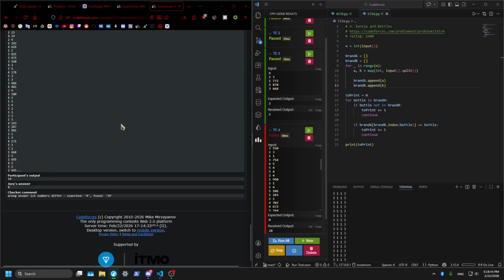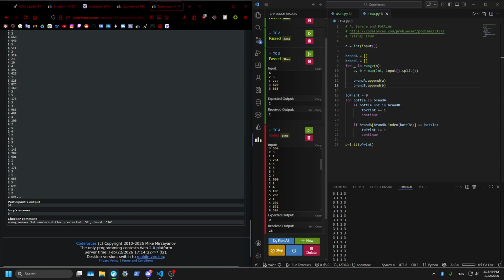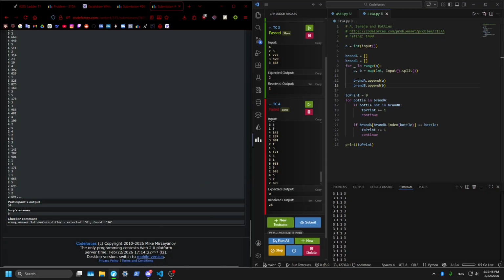Why is the expected output 0? Bro, I just don't get this case. Why is it 0?